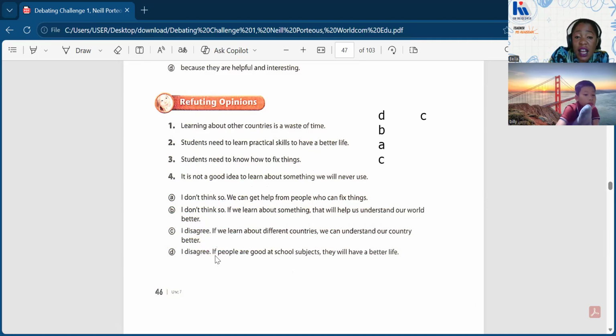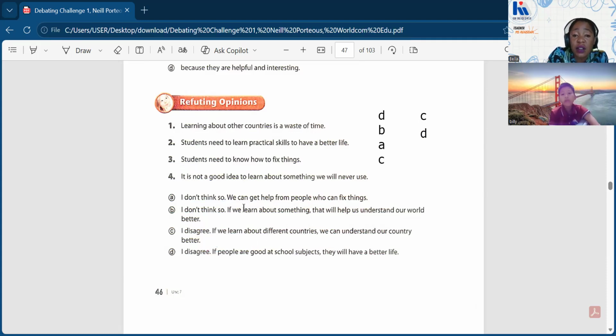And this says, I disagree. If people are good at school subjects, they will have a better life. So remember, this is talking about practical skills giving people a better life. But the other one says, even school subjects can give better lives. So did you see that this refutes number two perfectly? Did you see it, Billy? Yes.